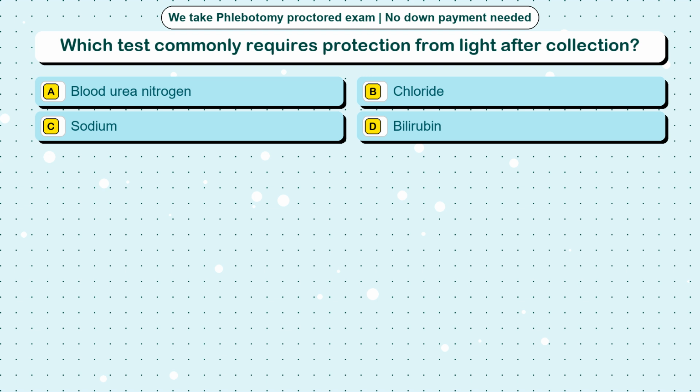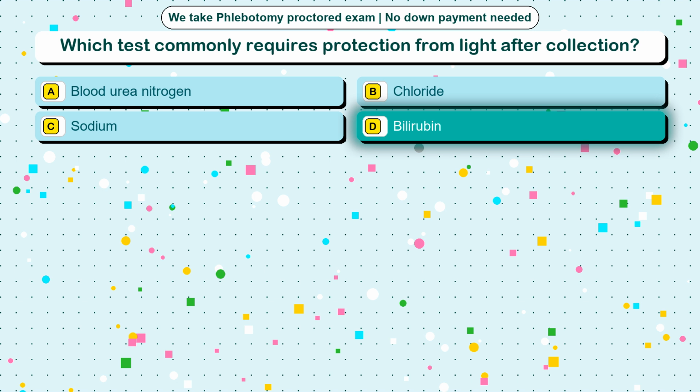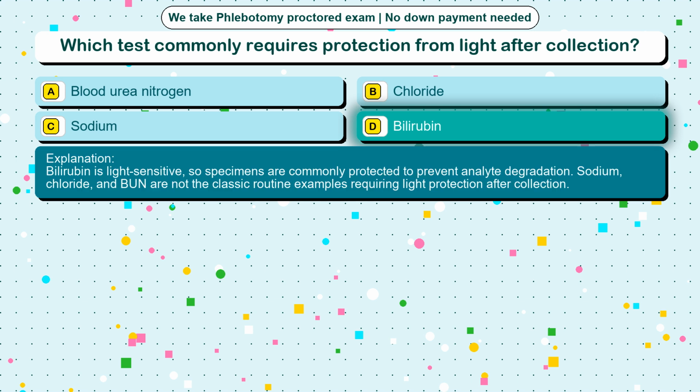Option A, blood urea nitrogen. Option B, chloride. Option C, sodium. Option D, bilirubin. The correct answer is option D, bilirubin. Bilirubin is light sensitive, so specimens are commonly protected to prevent analyte degradation. Sodium, chloride, and BUN are not the classic routine examples requiring light protection after collection.